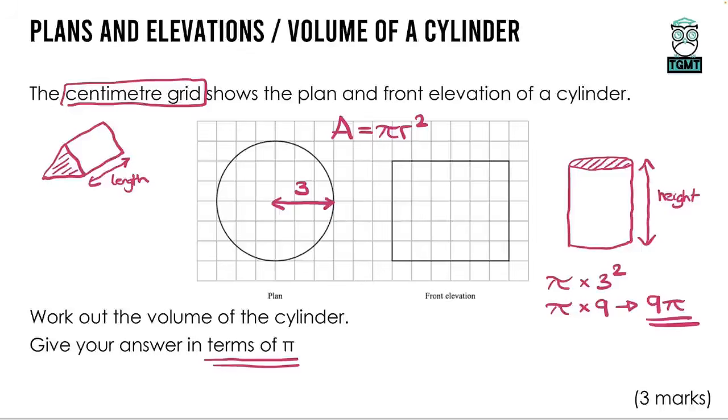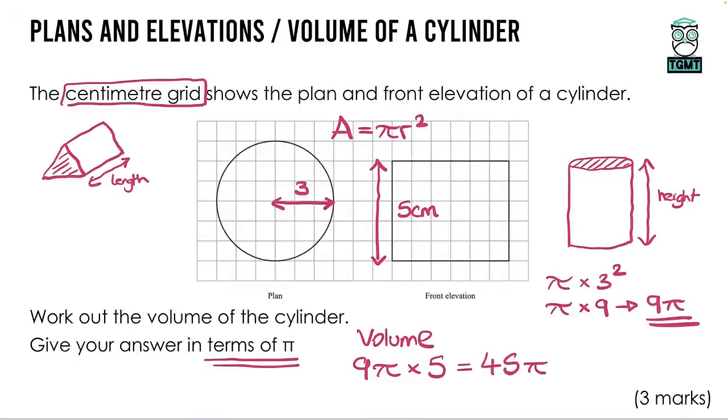To get the volume of the cylinder, I just need to times it by the height, which we can see here on the side of the front elevation. That's 5 squares, so it has a height of 5 centimetres. So to get the volume, I'm going to do the area of the cross-section, 9 pi, and multiply it by the height of 5. 9 pi times 5 is just 9 times 5, 45, and we'll keep that pi with it, so it's in terms of pi, and there we go, and there's my final answer, 45 pi.